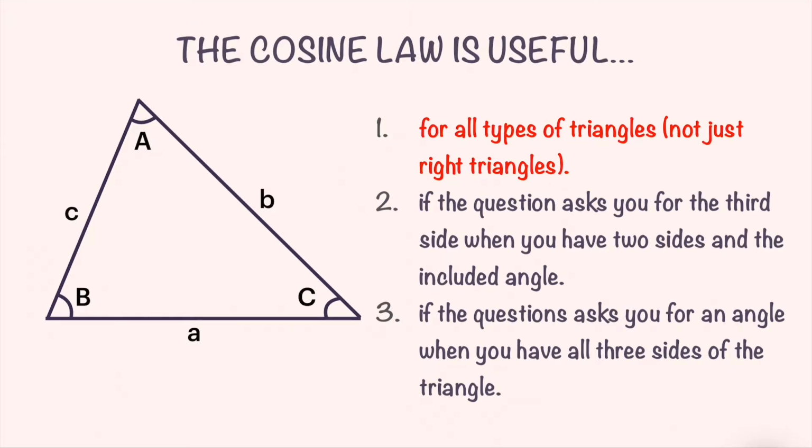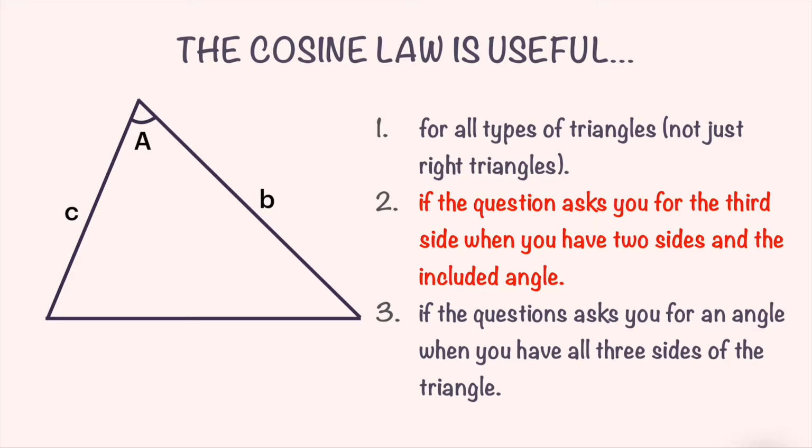Here's a very quick overview of when the cosine law should be used. First, just like the sine law, the cosine law is useful for solving all types of triangles, not just the right triangles, and it can be used to solve for both angles and sides. There are two particular cases when the sine law cannot be used, but the cosine law can be very useful.